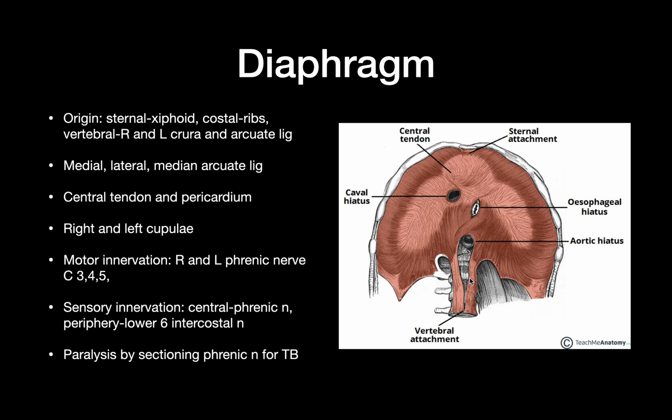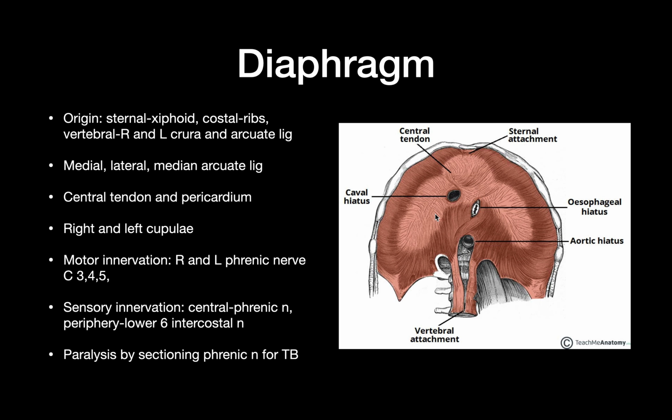So there is a central tendon that will attach the diaphragm to the pericardium of the heart, and here's the medial, the lateral, and the median. It's not very defined here in this particular drawing, but the median arcuate ligaments attach it to the aorta. It's divided into the right and left cupula, which will be better shown in the next picture.